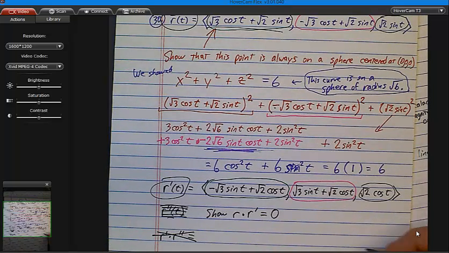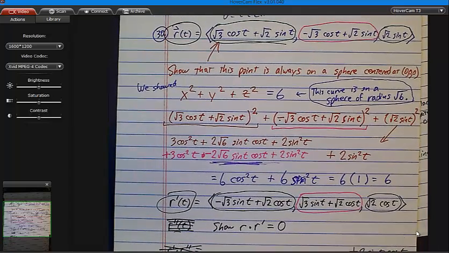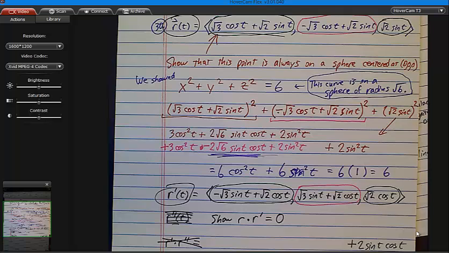I get 2 sine t cosine t. Let's add that to what you guys get when you do the 0. Well, all the rest adds up to negative 2 sine t cosine t, clearly, right? So, all right, I'll do a little bit more. Do you want me to do pink or green? I'll do pink.